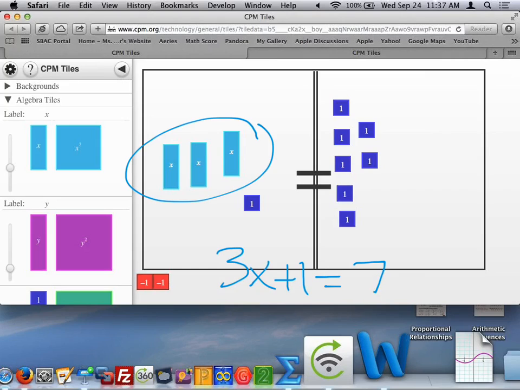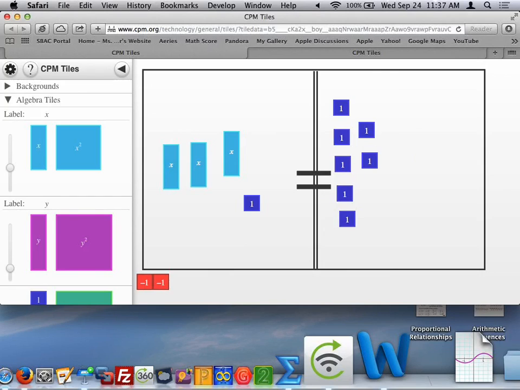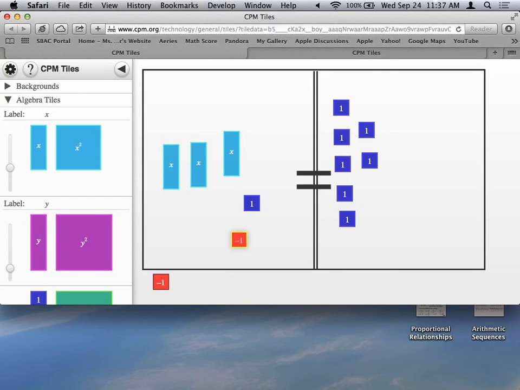And here are the three x's. Here's the 1, and these are just tiles. These are x tiles. This is a unit tile, and here are 7 unit tiles. And what we're trying to figure out here is how many of the unit tiles go evenly with each x tile. So in order to get that to a situation where it would be easy to figure that out, we would need to, first of all, somehow get rid of that 1 unit tile right there. So in order to do that, we would need to put a negative unit tile right there.